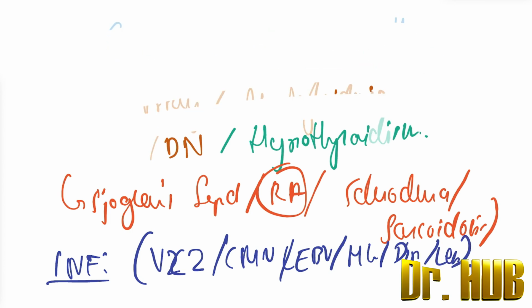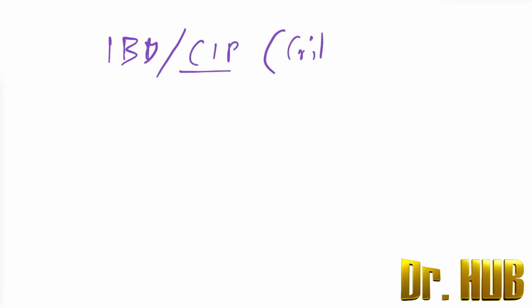Now, what are the other causes of the acquired neuropathies? There is IBD, which stands for inflammatory bowel disease, as well as CIP. CIP stands for critical illness polyneuropathy.